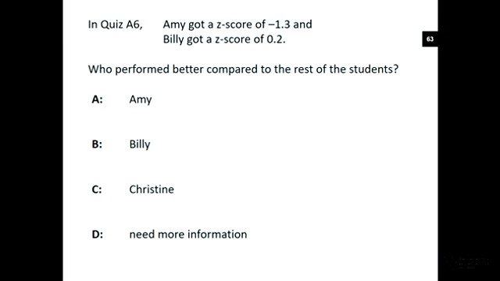Billy did. 1.3 seems bigger, but it's -1.3. Okay? All we're doing there is saying, look, here's mean. Billy was down here at -1. Sorry, Amy was. Billy was here at 0.2. Great. He was above average.